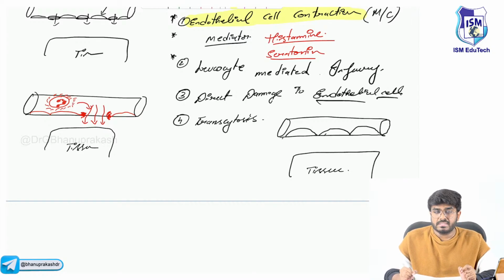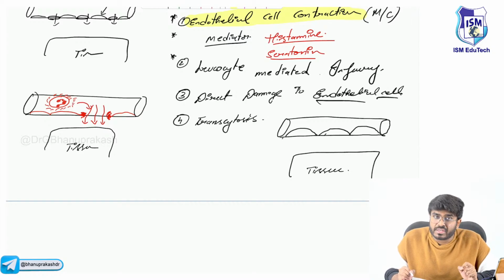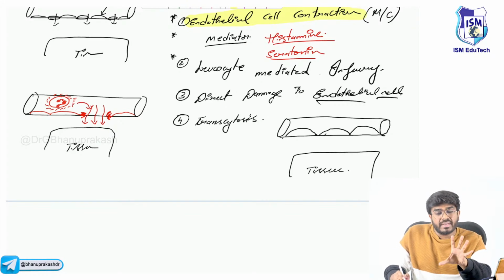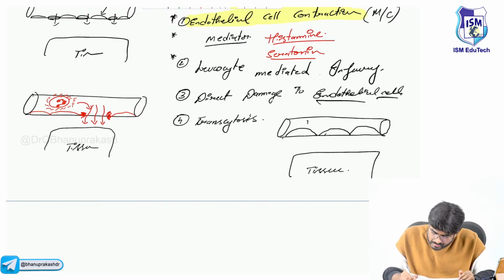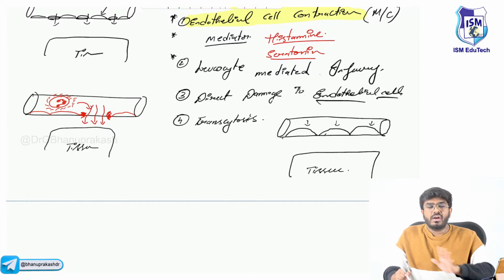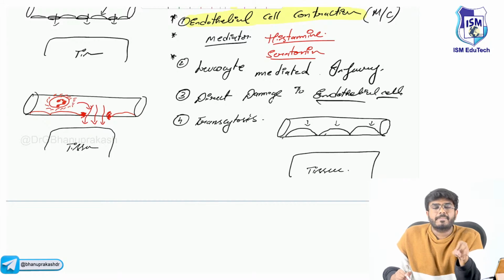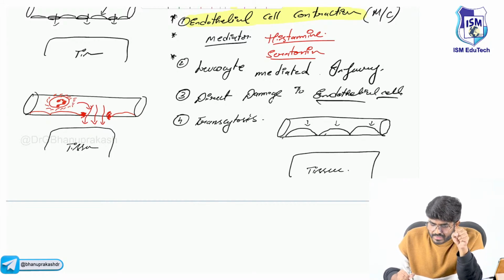Now what happens is, in the state of inflammation, there are certain mediators that are produced. I will tell you what is that mediator. Now these mediators will start to act on the endothelial cells. During inflammation, from the damaged area, from the inflamed area, these mediators are getting produced. These mediators will act on the endothelial cells.